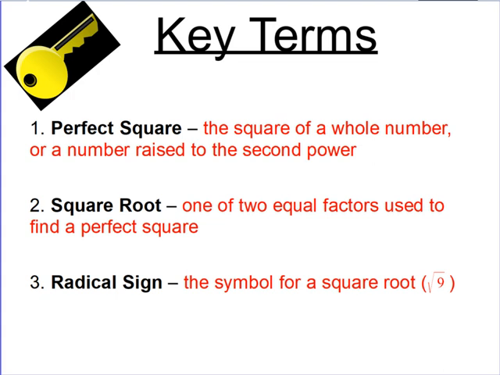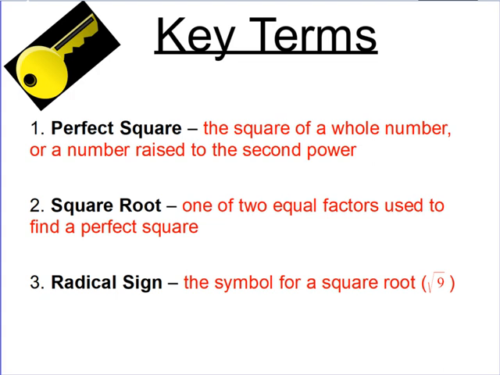Here are some key terms. A perfect square is the square of a whole number or a number raised to the second power. So we're going to have a list of perfect squares, and you're going to see that you'll kind of recognize the pattern about how to find perfect squares when you see the list. You actually already know 12 of them, you just don't know it yet.